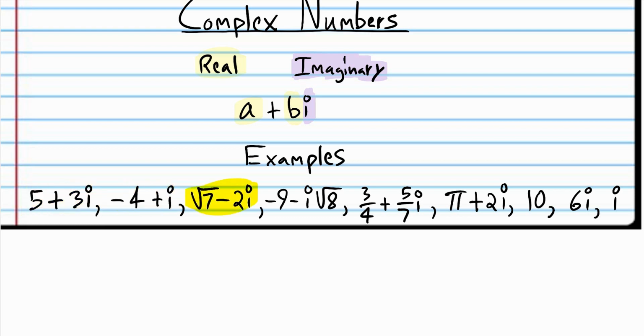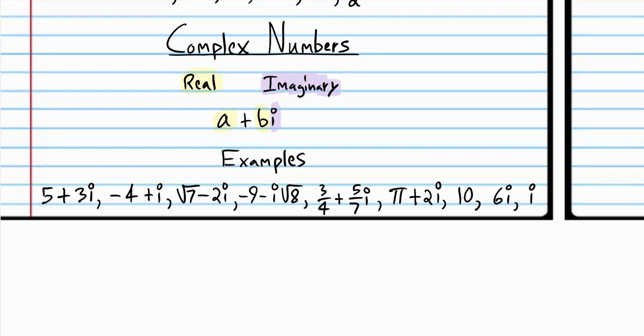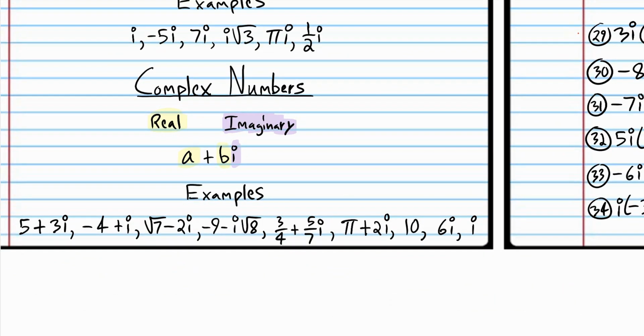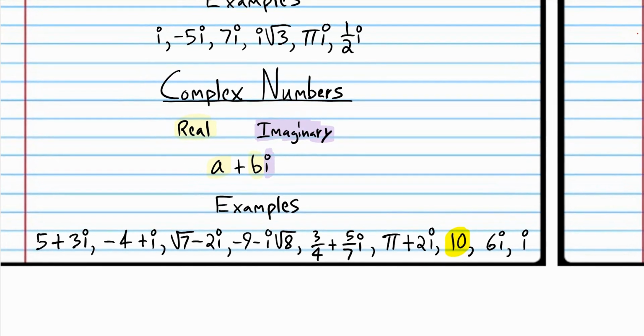Okay. So the real number is root 7, and the imaginary is negative 2i, so on and so forth. It's also worthy to note that if you have a number like 10, there's no imaginary part to that. It's just 10. It's just a regular number. That's actually considered to be a complex number.